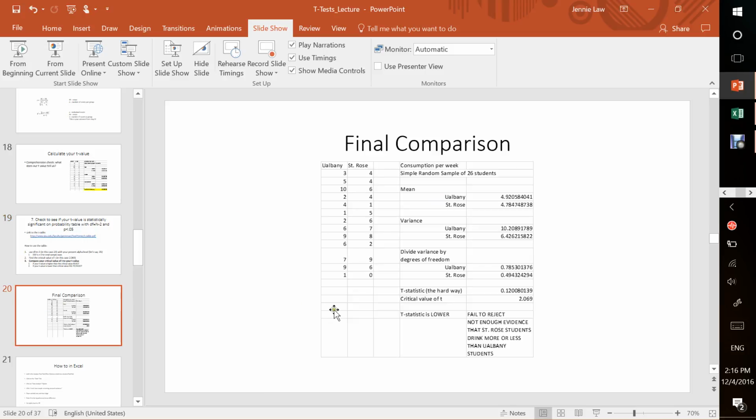So the final comparison is here with that explanation: our t-statistic is lower, so we're failing to reject, which just means that there's not enough evidence that St. Rose students are drinking more or less as compared to UAlbany students.